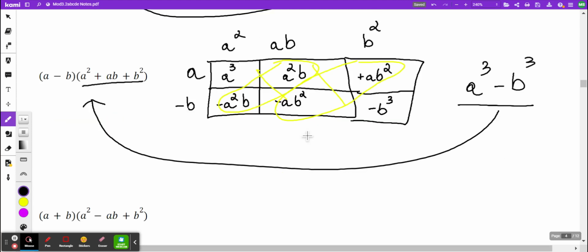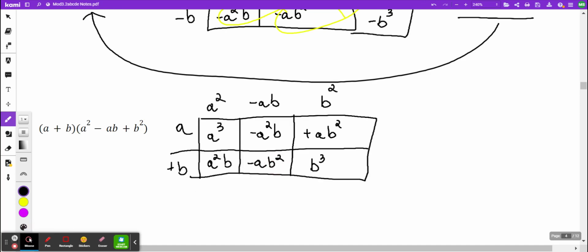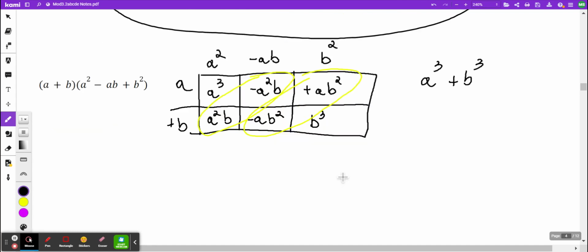Here we go. Now this one looks a little different. Let's show you what it would look like. So pause. So on this one right here, we're going to notice that, hey, look, these are going to cancel. And so if they cancel, we're left with A cubed plus B cubed. This is the sum of 2 cubes.